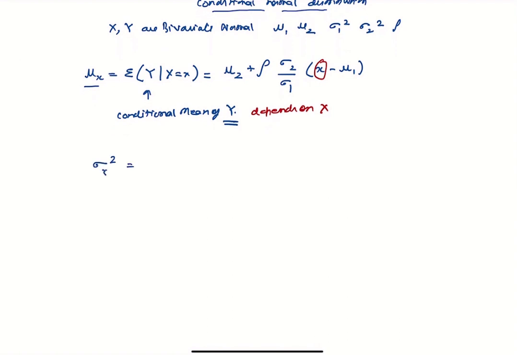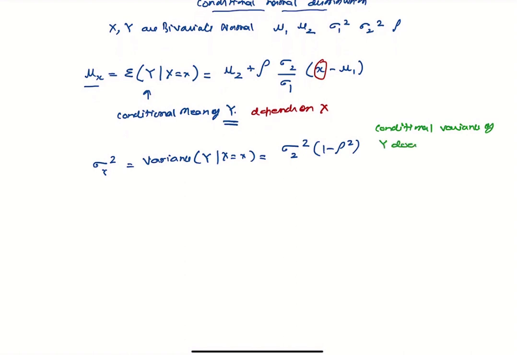That is the variance of y given x is equal to x, which is just sigma square 2 times 1 minus rho square. So the conditional variance of y does not depend on x.